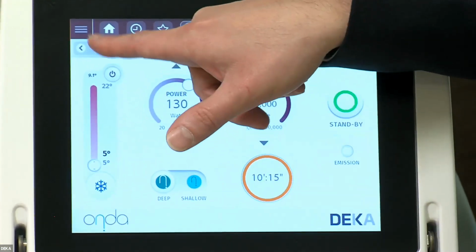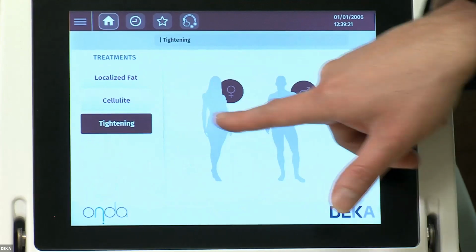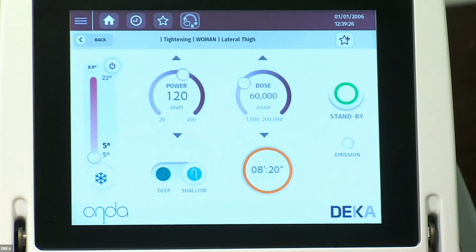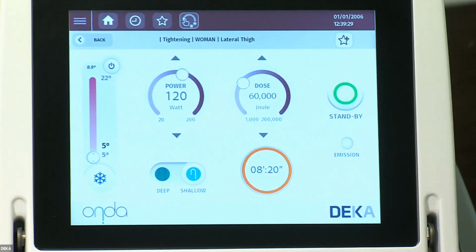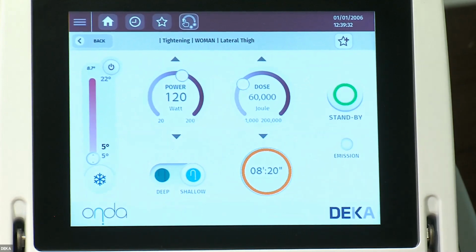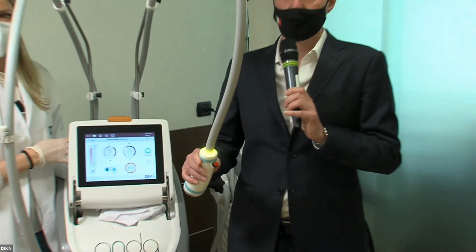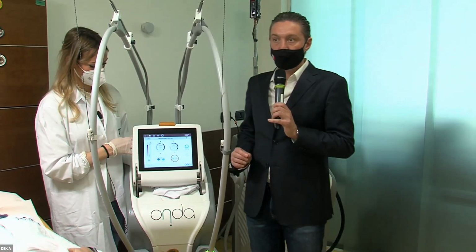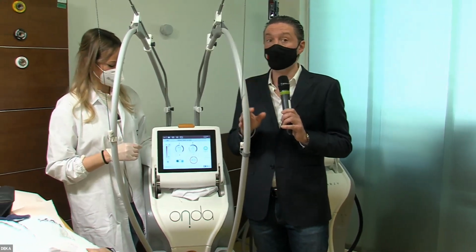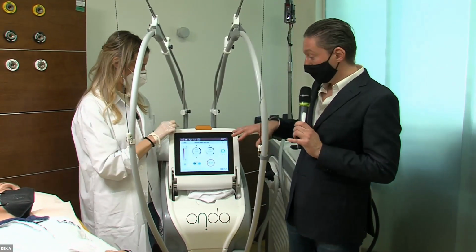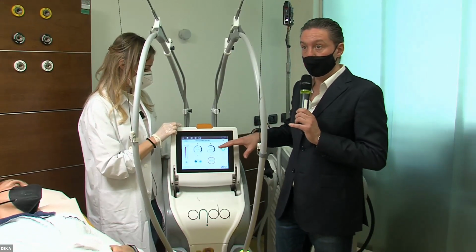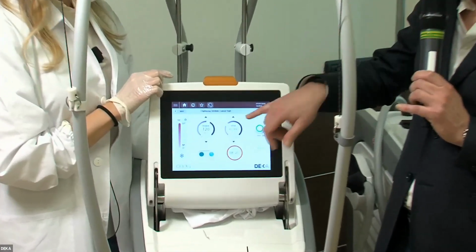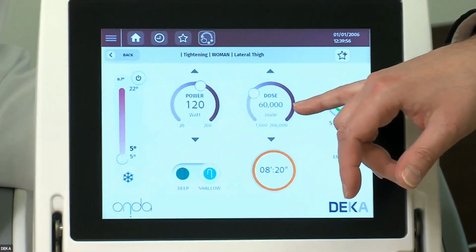The machine, in case of cellulite or skin tightening, should direct you to different handpieces automatically. So you see now the handpiece selected by the device is the shallow one. That allows you to start with the right handpiece, which is very important, more than the dose. Then, after this webinar and with your experience, you will have to increase the dose to the levels that Federica showed you before.